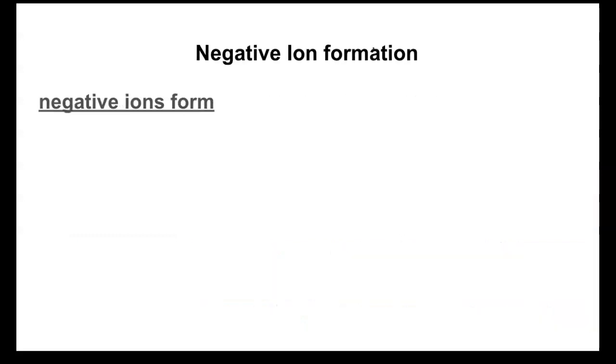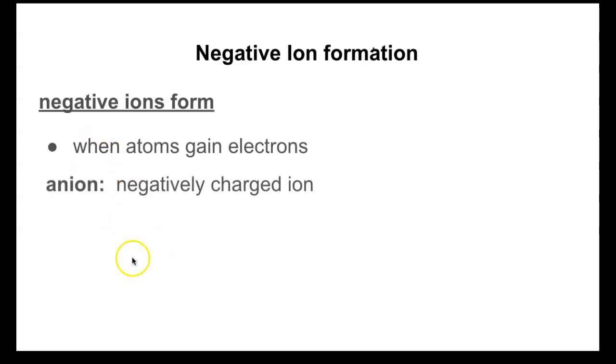Okay, let's talk about negative ion formation. Pretty simple. Negative ions form when atoms gain electrons, and they're going to be called anions. So you need to know that when you see a negative ion, like N-3, and it doesn't matter whether you do N-3 or N3-, it's still a negative ion, it's going to be called an anion. So negative ions are anions, and they occur because an atom gains electrons to become like a noble gas.